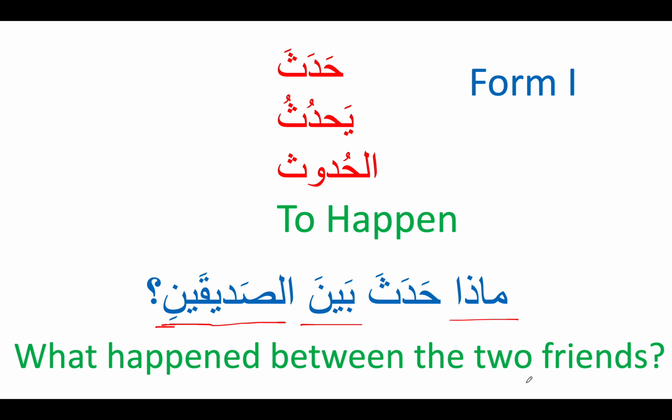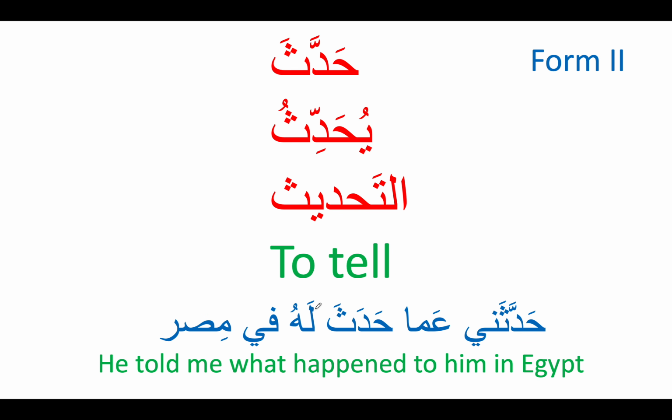Now the issue here is that we have two friends. So we need to use the dual in Arabic. Now the dual ending in the nominative is ـان. However, we are in the genitive case, and the ending for dual nouns in the genitive, the same as the accusative, is ـين. Okay, and so that's why it's صديقين, because there's a preposition before. So preposition, noun, following noun in the genitive. Let's move on to form 2 now.